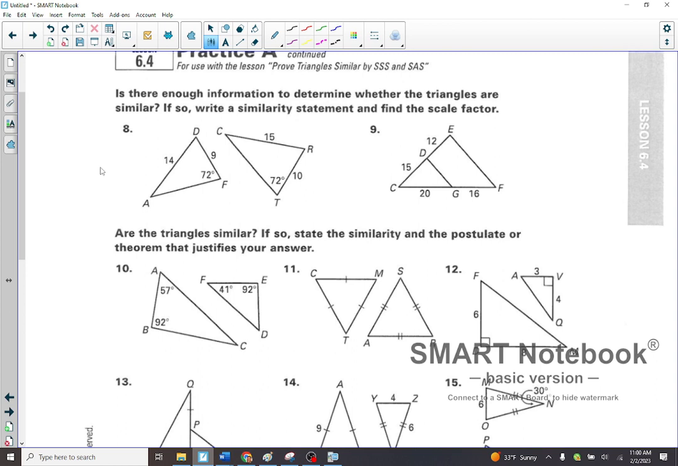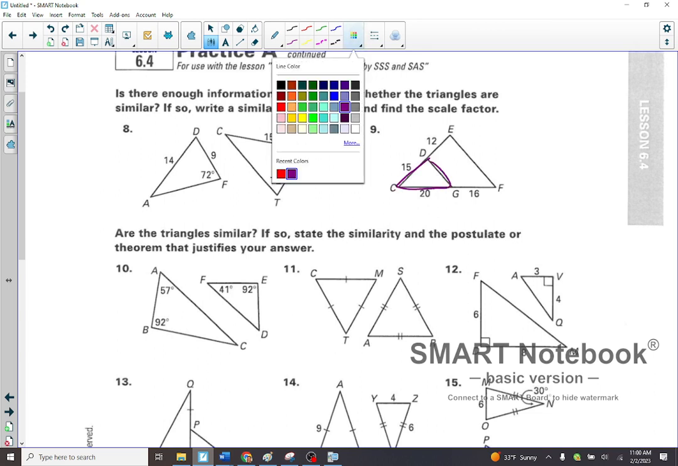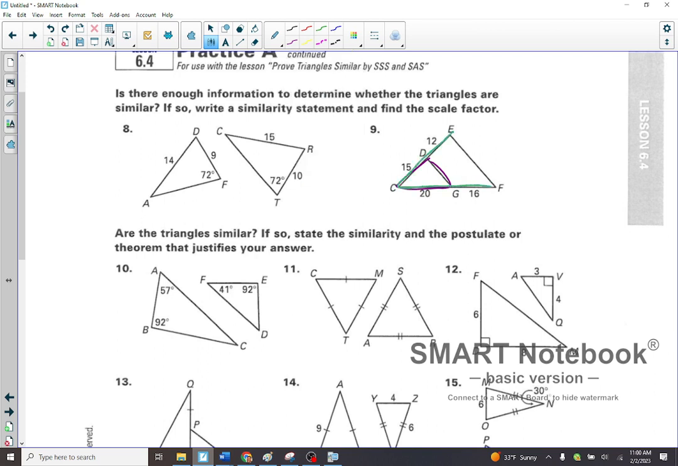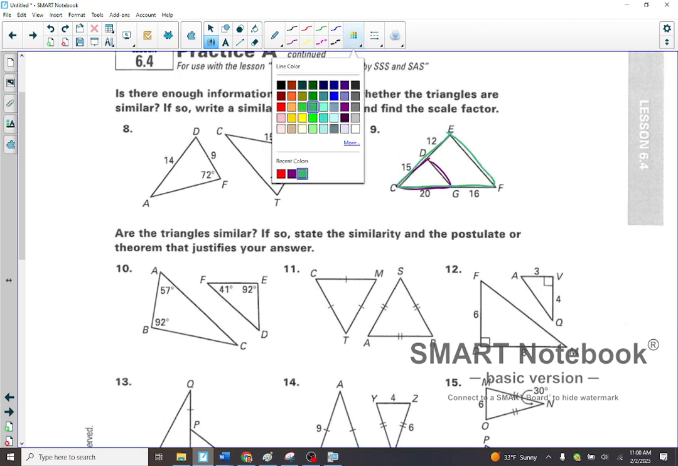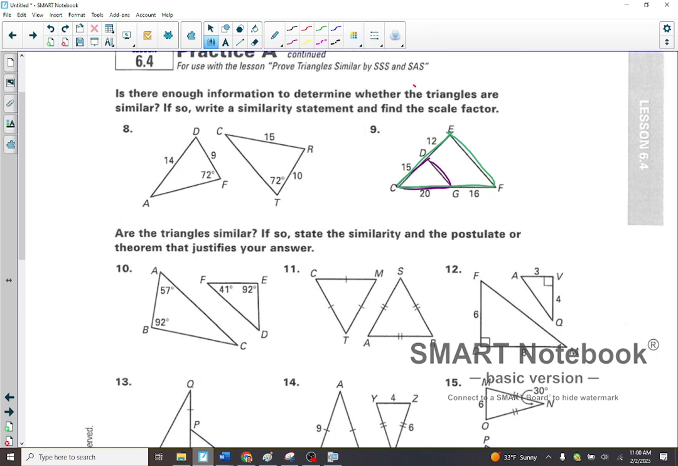Everyone, let's look at number 9. Guys, be quiet. Number 9. So in this case, we have this small triangle on the inside and this big triangle over here. So with that in mind, we have the small triangle and the big triangle.